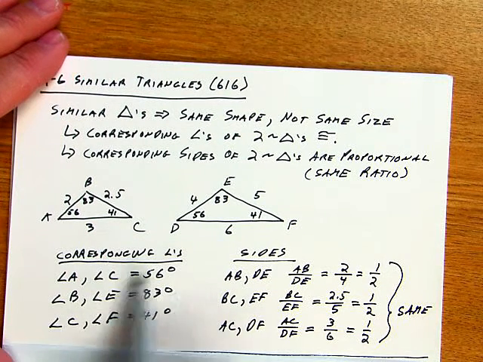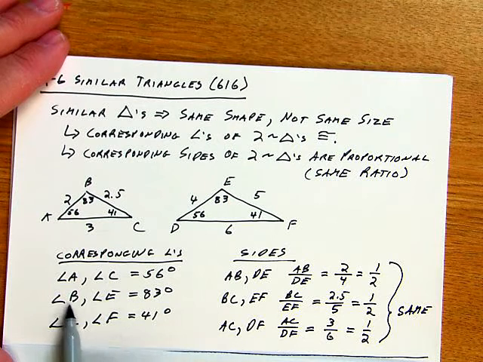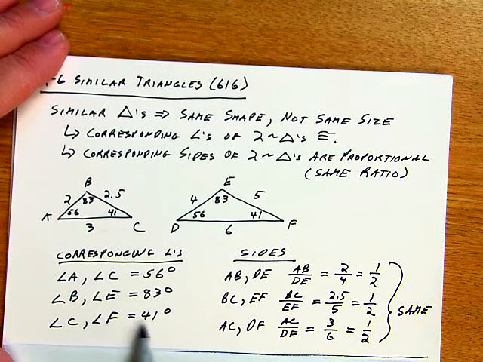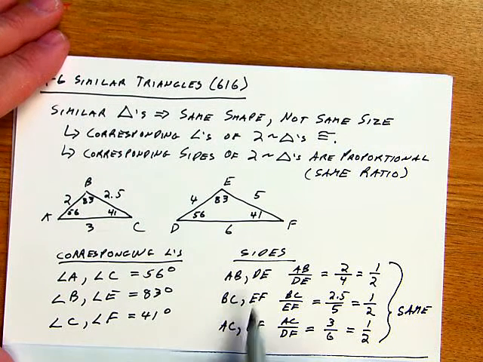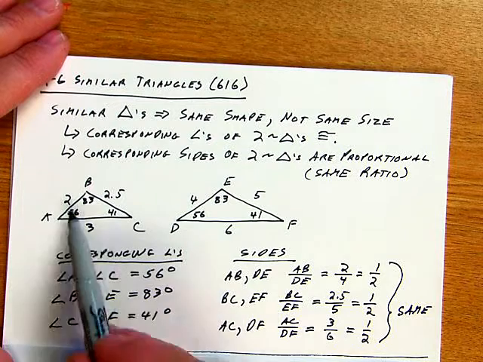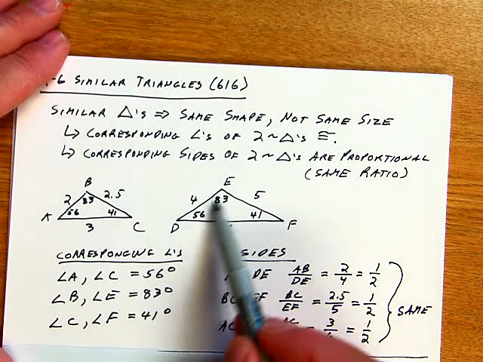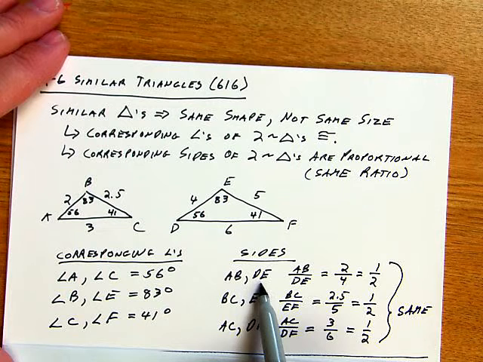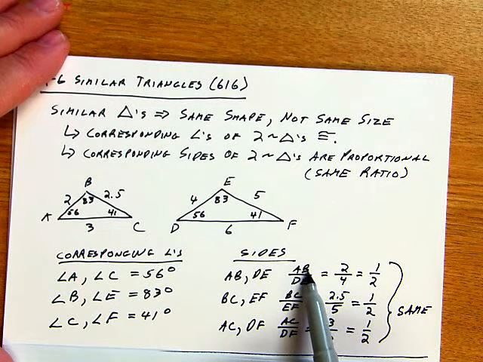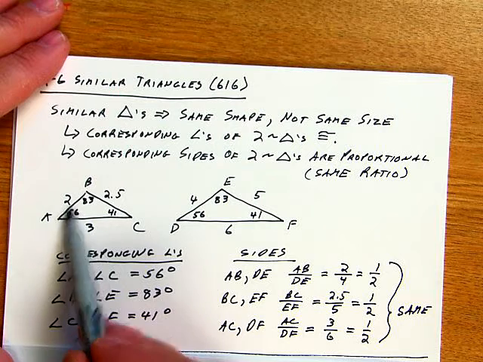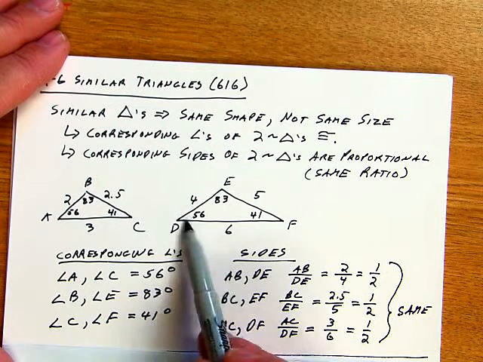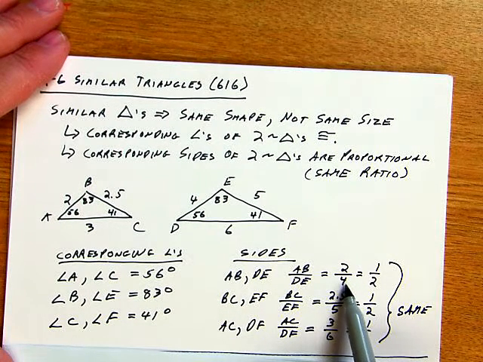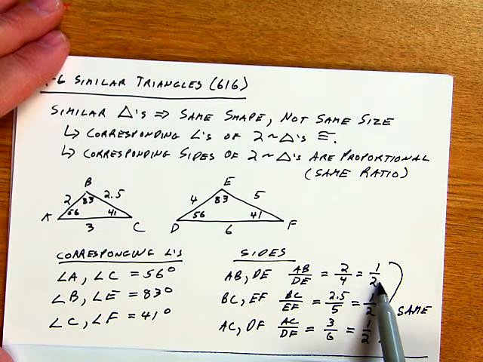Here are the corresponding angles. A and D is 56, B and E is 83, C and F is 41. We just looked at that. Now let's look at the sides. Well, AB is corresponding to DE. Okay? So AB and DE are corresponding sides. So if I set up a ratio, put the AB on the top and DE on the bottom, I get a 2, the length of AB, over 4, the length of DE. And that reduces down to 1/2.